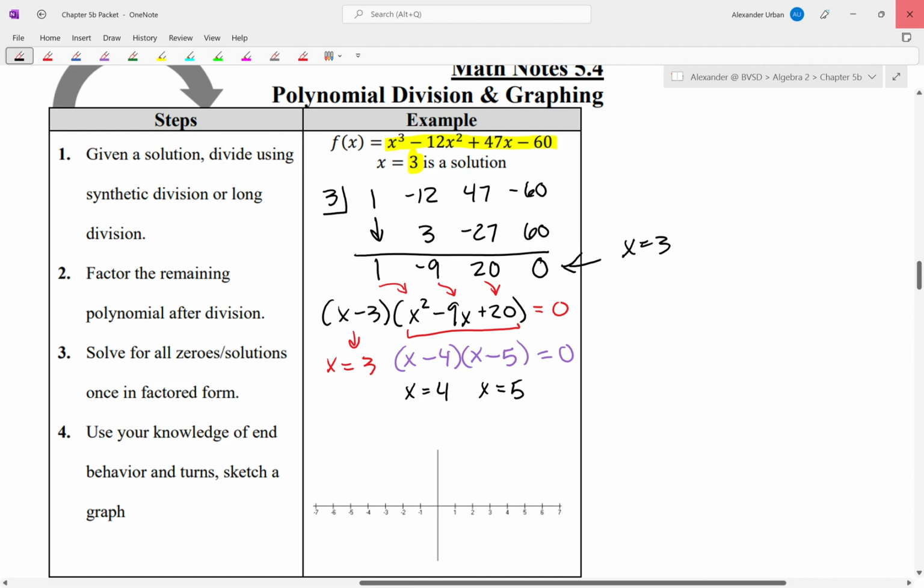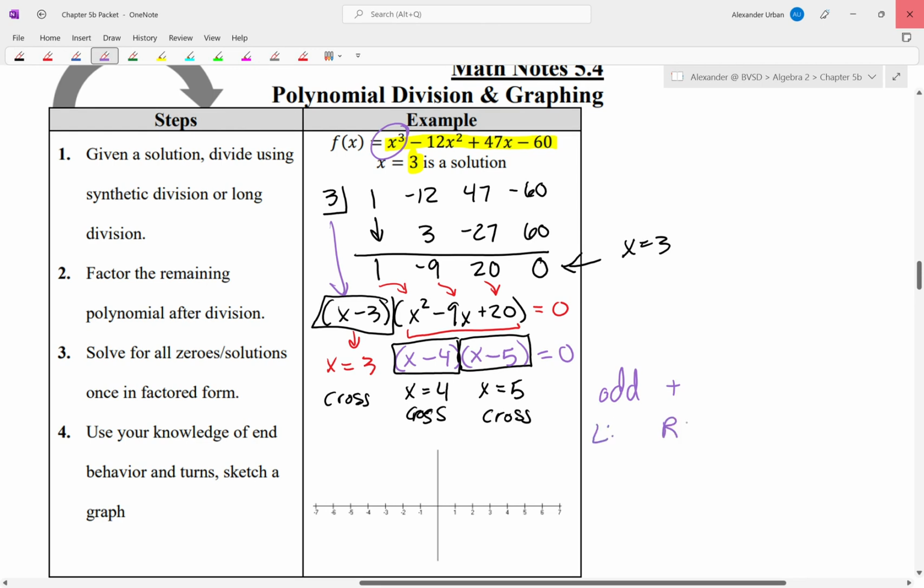Now, to graph this, we have to think back, and we have to say to ourselves, oh, guess what? This right here is a power of 1, this is a power of 1, this one's also a power of 1, so we're going to have a cross at all of these locations. We look back at the beginning and we say, hey, this was an odd function, so this is odd and it's positive. So that means for the left end behavior and the right end behavior, if it's odd, they're going to be opposite of each other. But if it's positive, the right end behavior goes up and the left end behavior goes down.